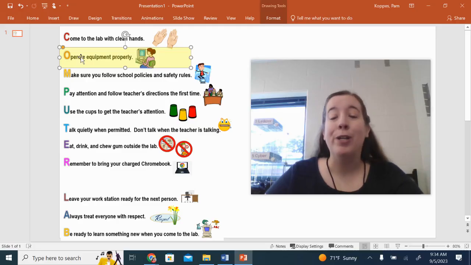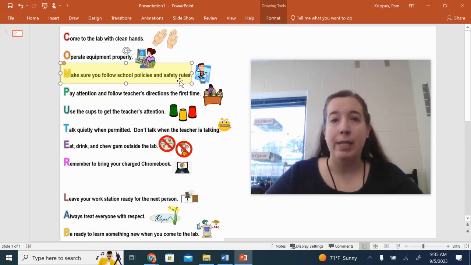Great, so we'll take good care of our Chromebooks. Our third rule is to make sure to follow all school policies and safety rules. Is our computer lab part of the school? Of course it is. So do we have to follow the school rules? Of course we do. So all rules such as no running, keep hands, feet, and other objects to yourself, and all of those rules apply in our classroom.